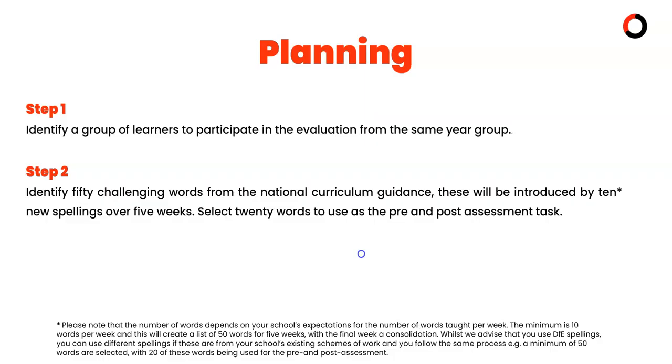Please note that the number of words depends on your school's expectations for the number of words taught per week. The minimum is 10 words, but this can be more, and this will create a list of at least 50 words over the 5 weeks, and the final week is for consolidation. Whilst we advise that you use the DFE spellings, you can use different spellings if these are from your school's existing schemes of work, and these align, and you follow the same process, e.g. a minimum of 50 words selected, with 20 of these being used for the pre- and post-assessment.